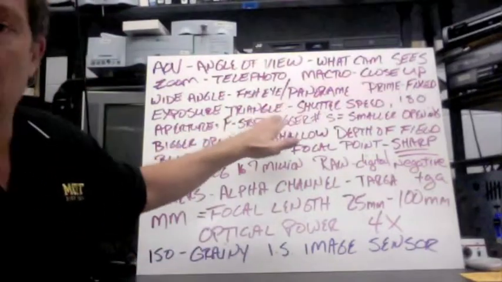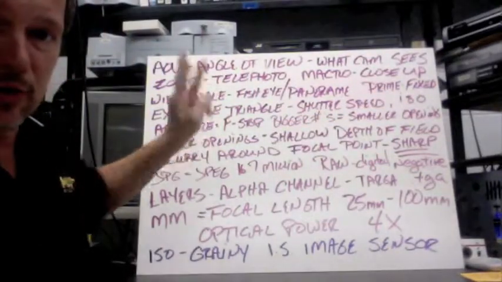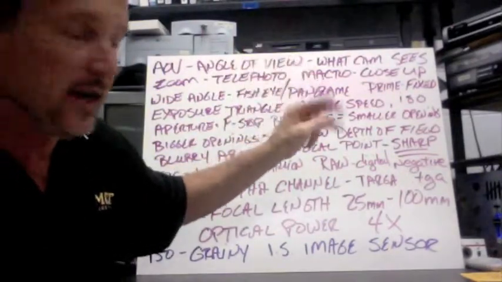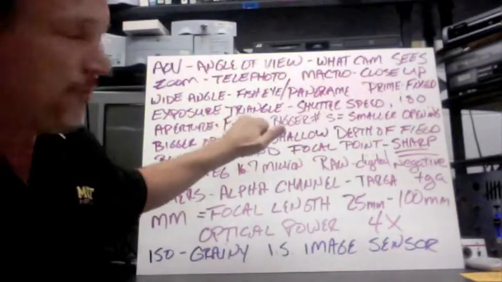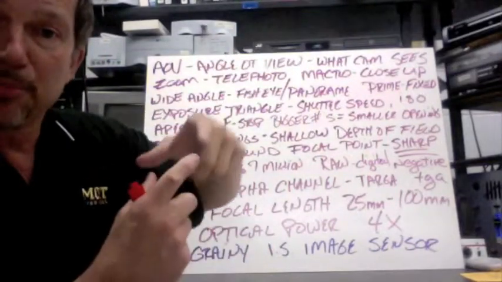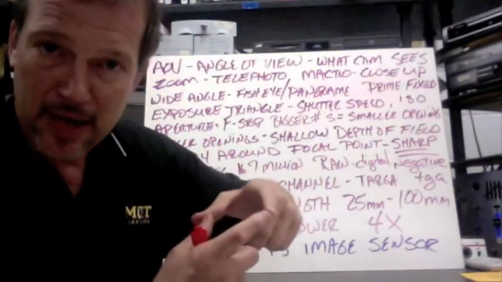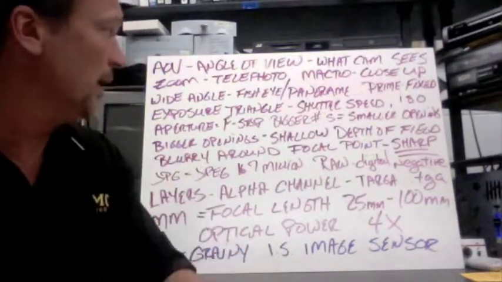The exposure triangle: shutter speed, ISO, and aperture. Those three things make up the exposure triangle. Aperture is also referred to as f-stop. Remember, the bigger the numbers, the smaller the opening. Okay? Bigger number, smaller opening. I know that's backwards. It seems like it should be the other way.